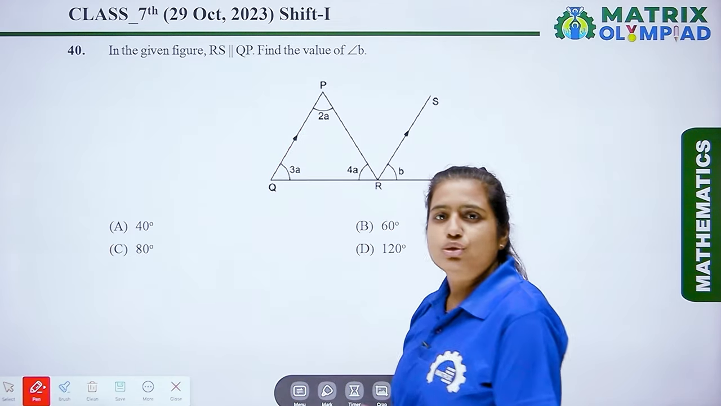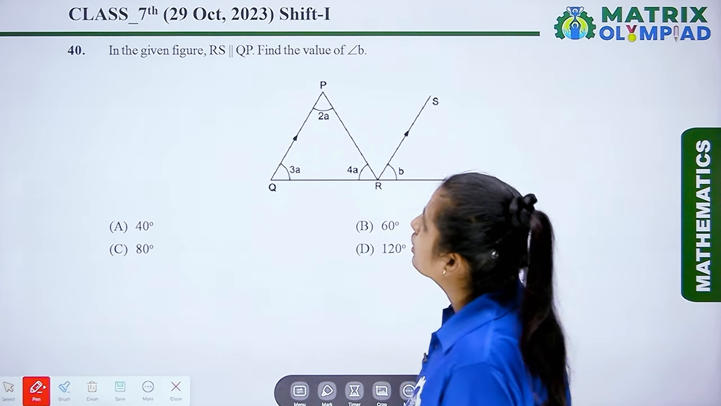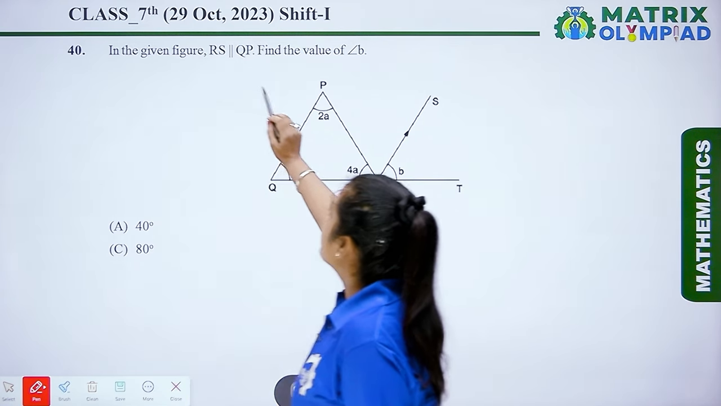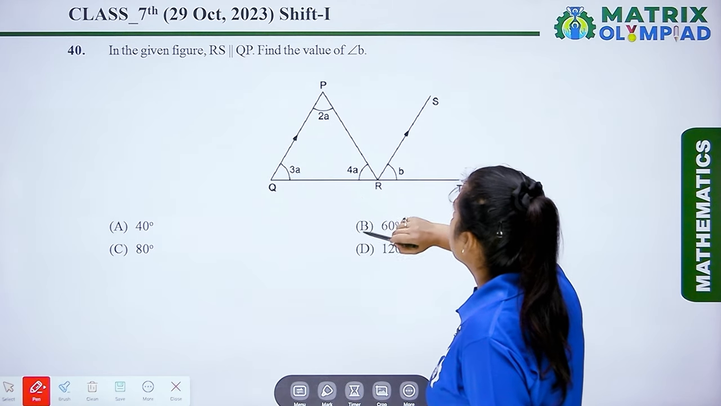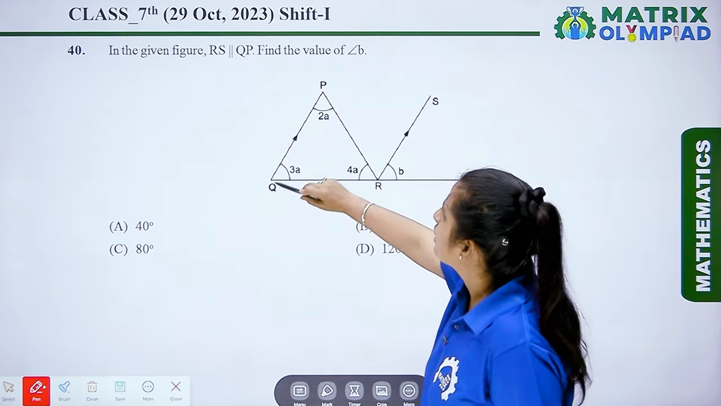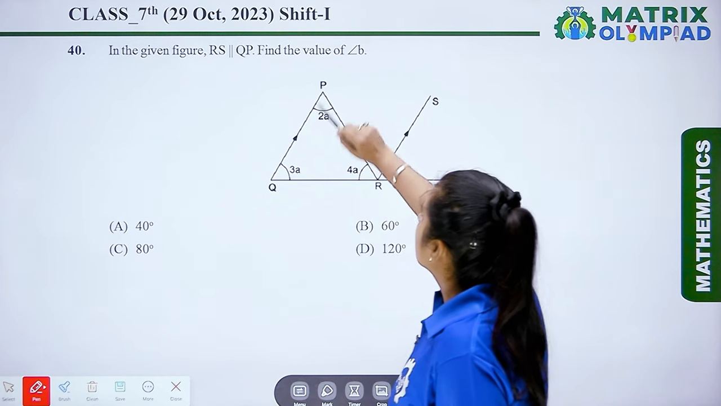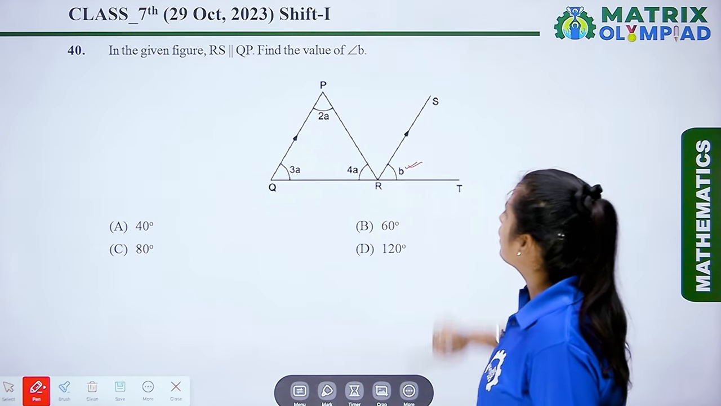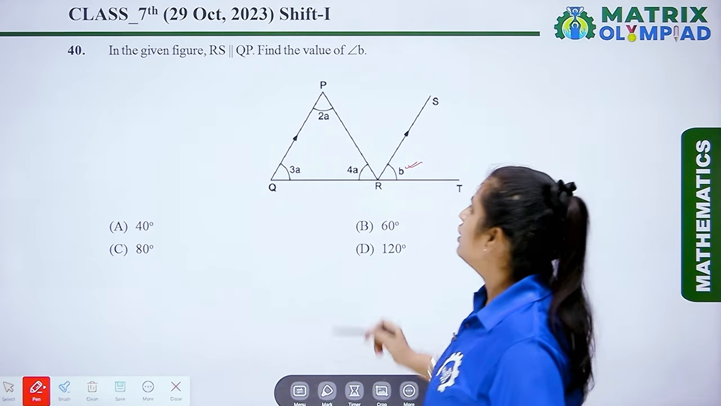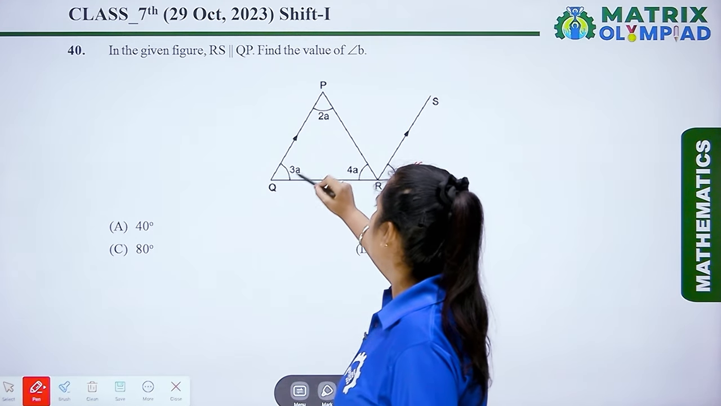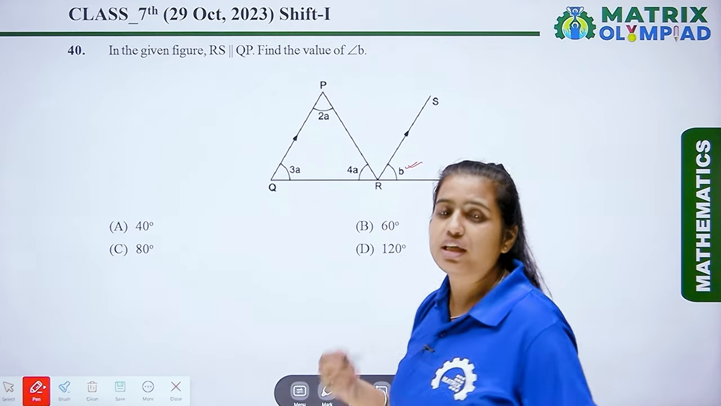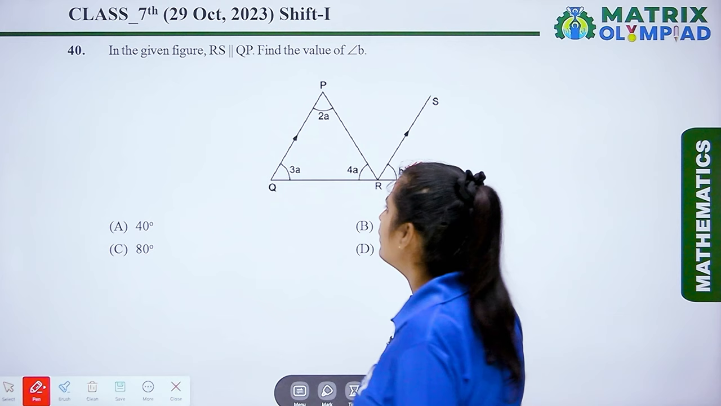Now, the next question is question number 40. In this question, it is given that in a given figure, RS parallel to QP. Here it is RS and here it is QP. Find the value of angle B. Here we have to find out the value of angle B. So, here triangle is given to us, 2A plus 3A plus 4A, that is equal to 180 degree according to the angle sum property of a triangle.